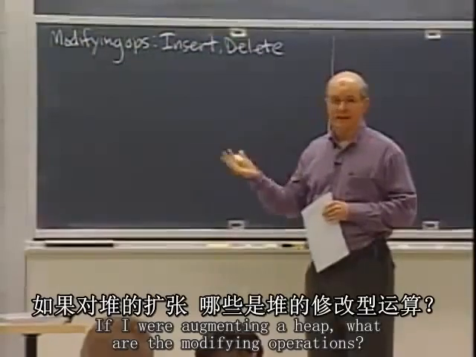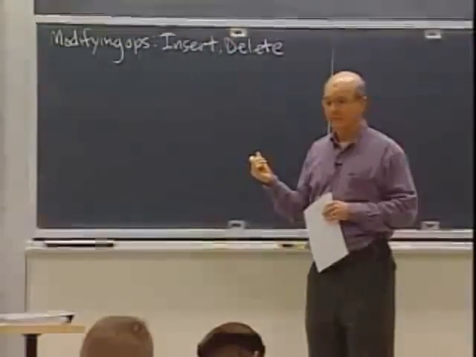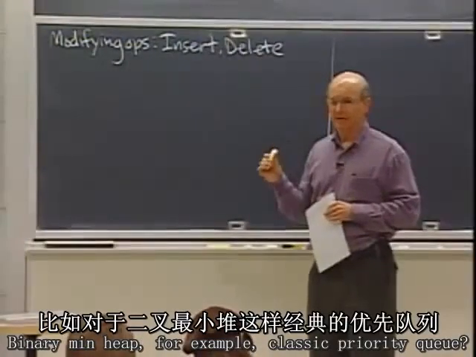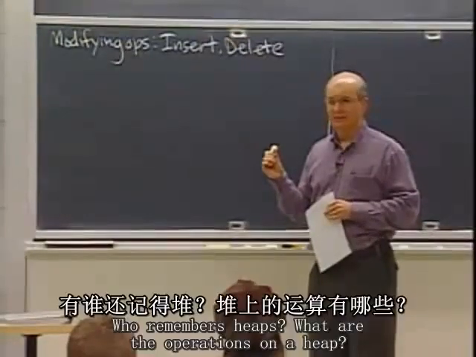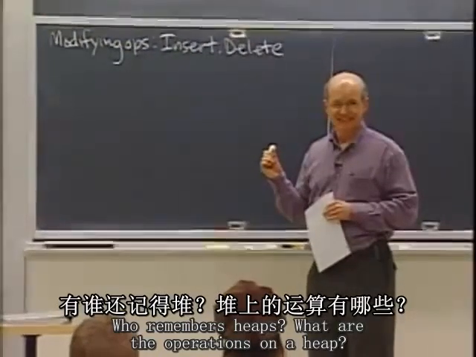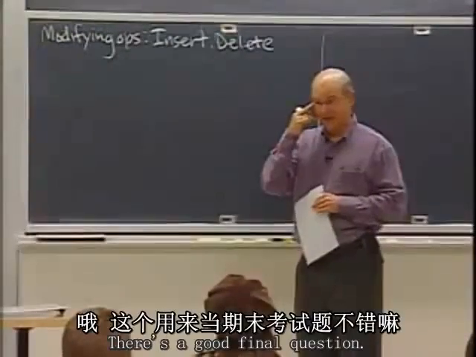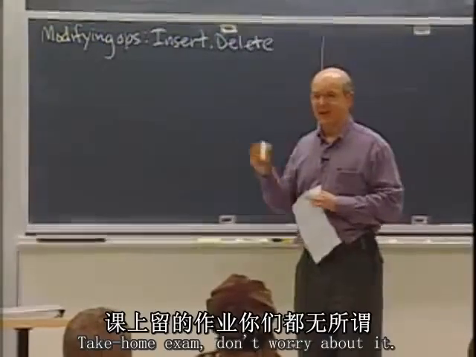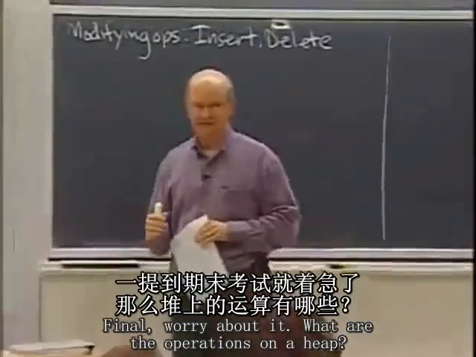If I were augmenting a heap, what are the modifying operations? Binary min heap, for example. Classic priority queue. Who remembers heaps? What are the operations on a heap? Ooh, there's a good final question. Take-home exam, no, don't worry about it. Final, worry about it. What are the operations on a heap?